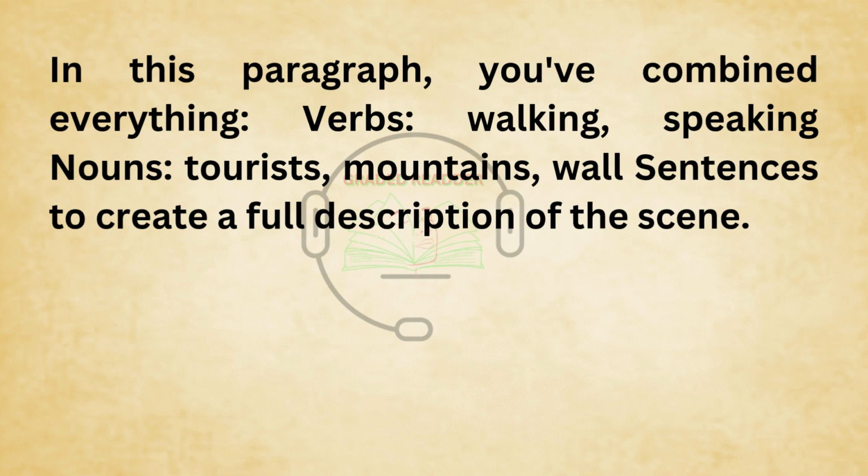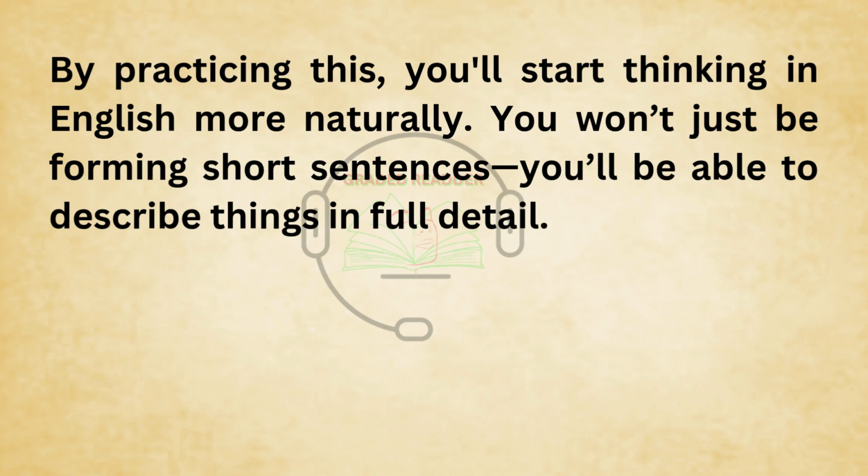In this paragraph, you've combined everything: verbs, walking, speaking; nouns, tourists, mountains, wall; sentences, to create a full description of the scene. By practicing this, you'll start thinking in English more naturally. You won't just be forming short sentences, you'll be able to describe things in full detail.